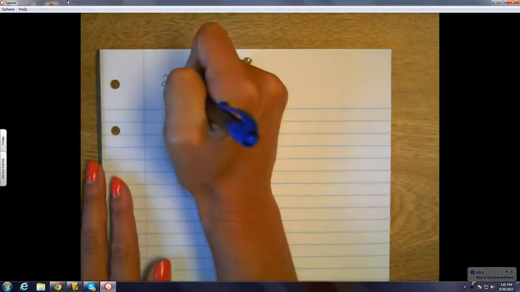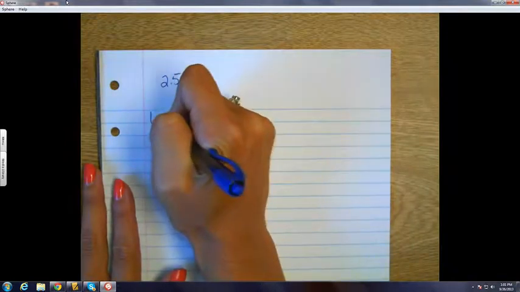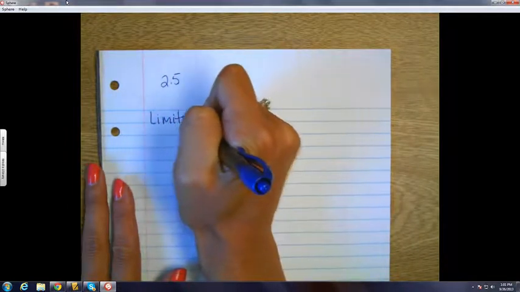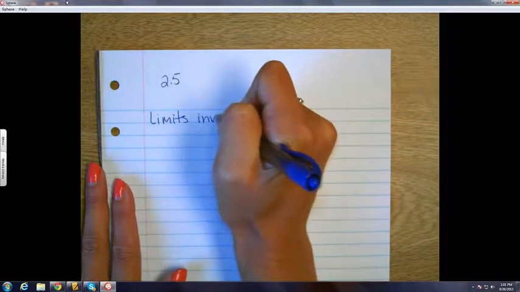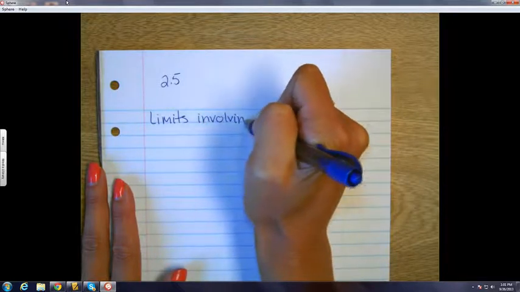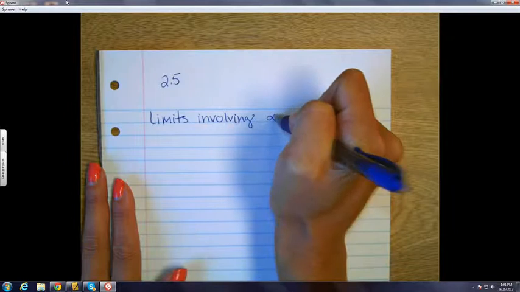Okay, we are in 2.5, nearing the end of the chapter. And this section is all about limits involving infinity. Alright, we're going to look at two real-life cases and look at the graphs and check out the limits.